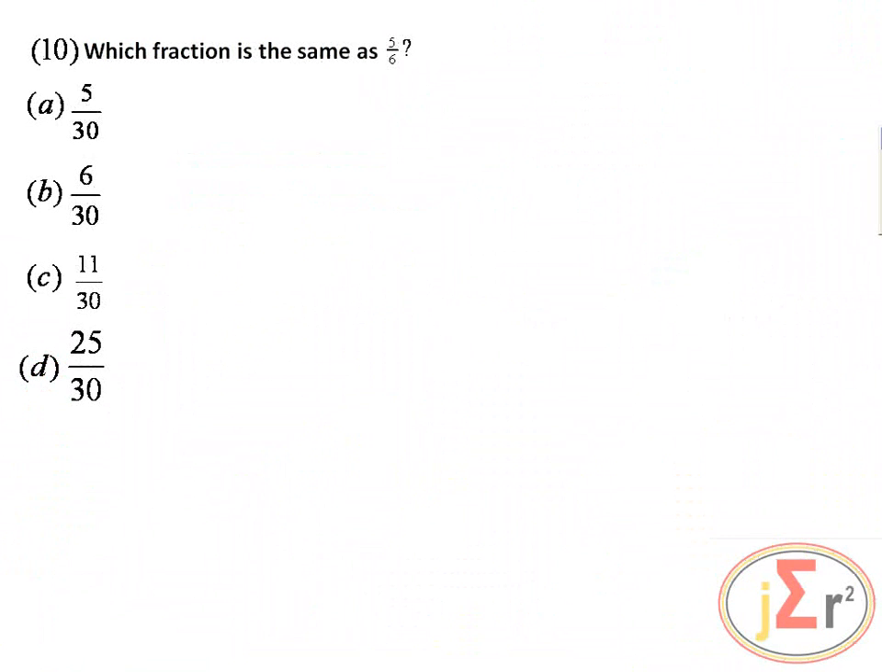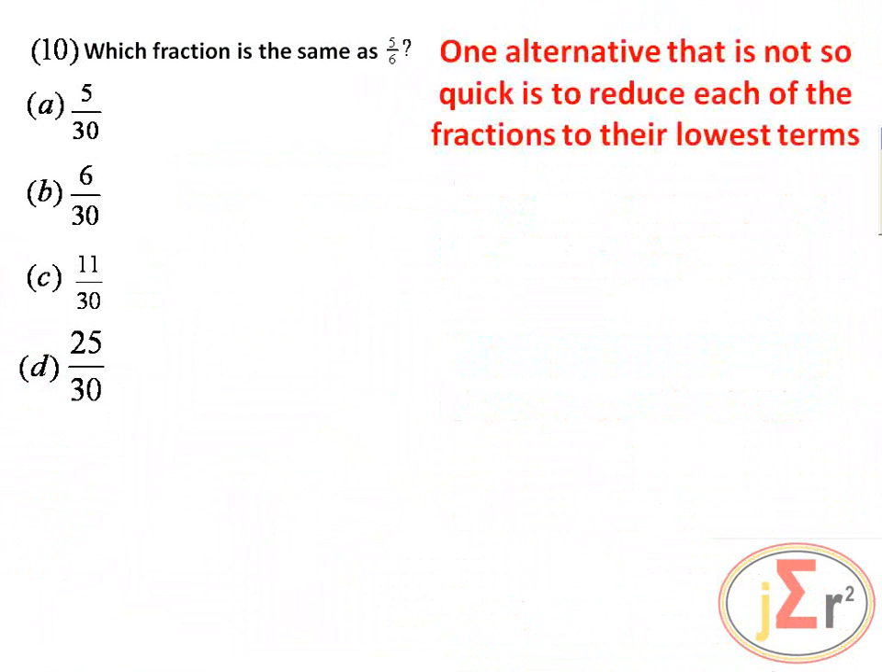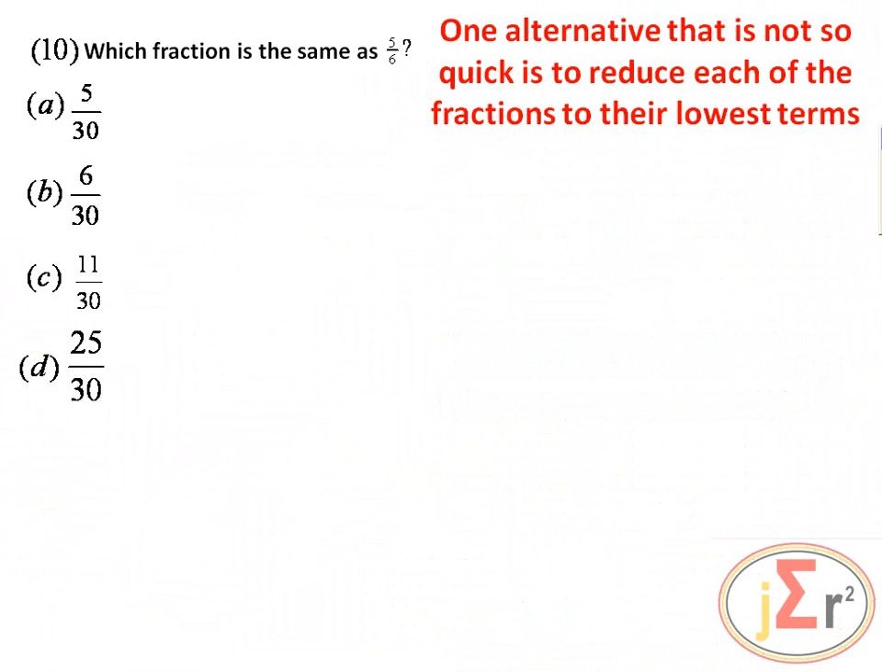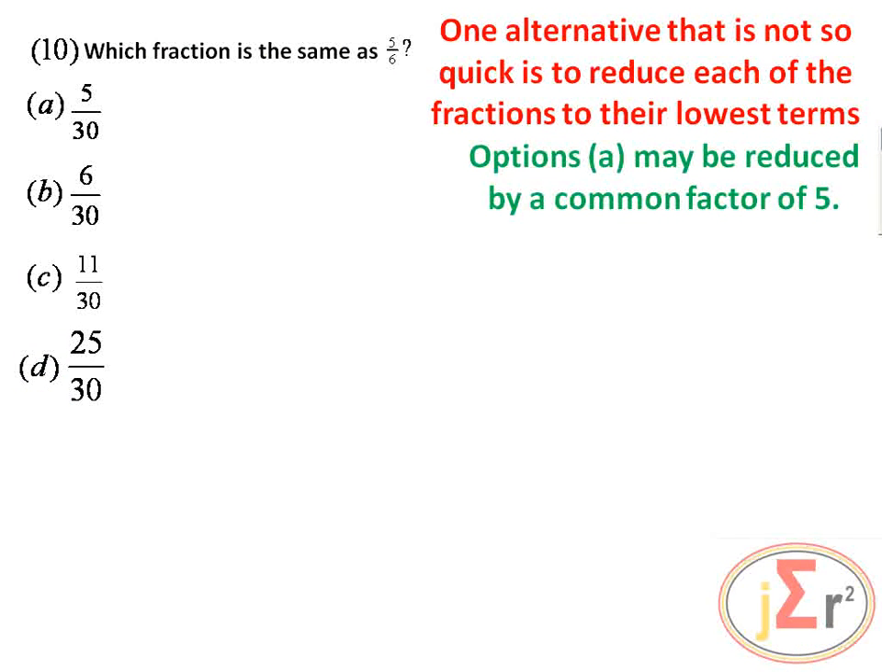Right. What fraction is the same as 5/6? We are doing some more investigation, so we are dabbling a bit with mathematical principles. One alternative that is not so quick is to reduce each of the fractions to their lowest terms. Option A may be reduced by a common factor of 5. 5 into 5? 1. 5 into 30? 6. So the result will therefore be 1/6.